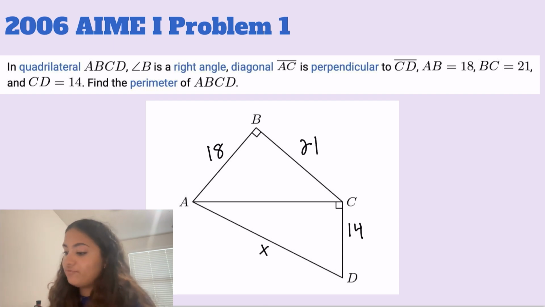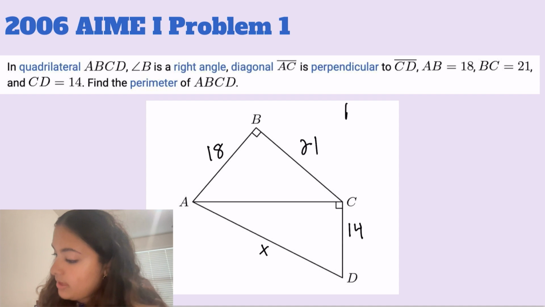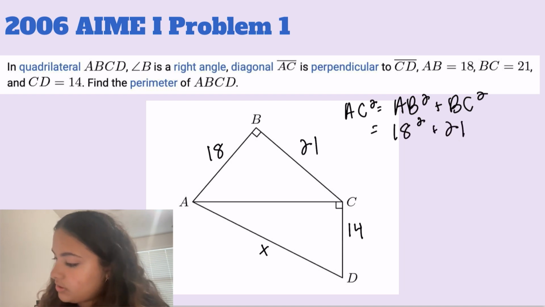So we see that we have 2 separate right triangles, triangle ABC and triangle ACD. So we can do the Pythagorean theorem twice. So first we want to find length AC. So AC squared is equal to AB squared plus BC squared, which is equal to 18 squared plus 21 squared.